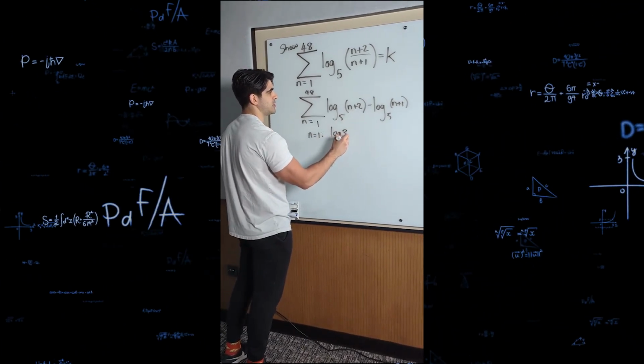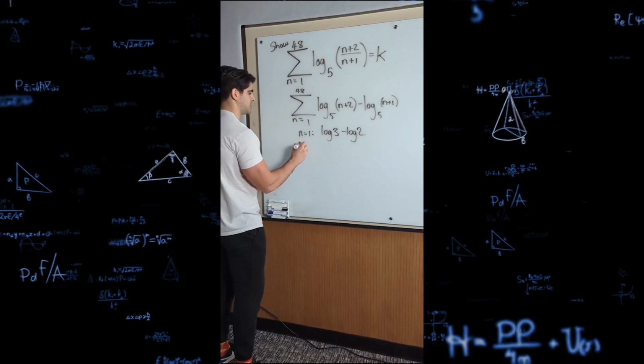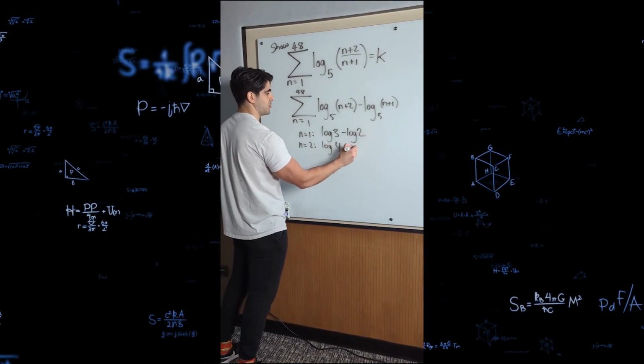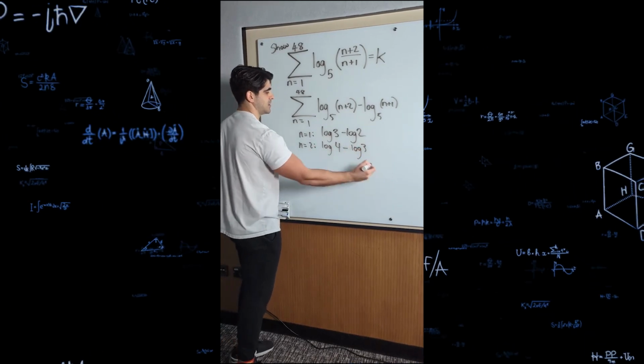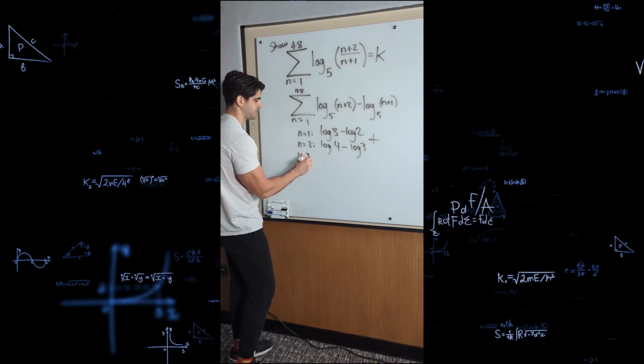Subbing in 1, you get log 3 minus log 2. Sub in 2, so you'd get log 4 minus log 3. I can already see what's going on because we're adding all of these, right? These are going to end up cancelling. I'll show you one more.